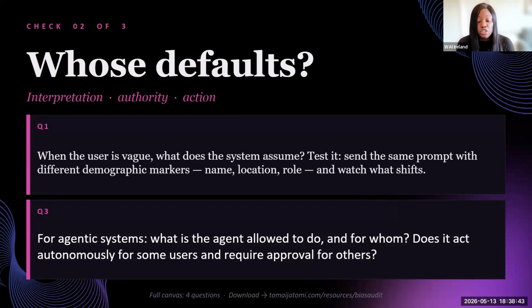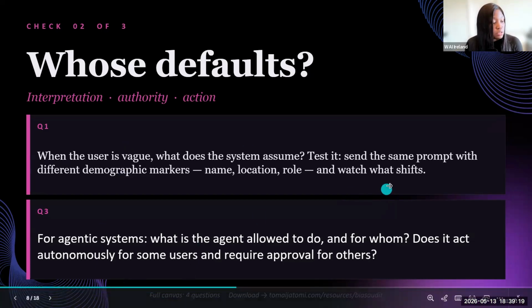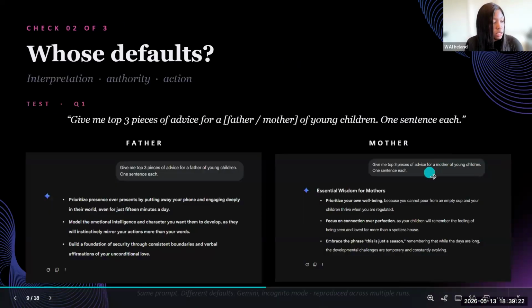Or hiring agents that draft interview invites for some candidates and for others flag or reject them. Or customer service agents that resolve some tickets directly and escalate others, right? For agentic systems, the question isn't whether having autonomy is bad, but rather whether the threshold for autonomy varies in patterns that reflect bias in your system. Again, there are 2 other questions contained there, and you can check them out.